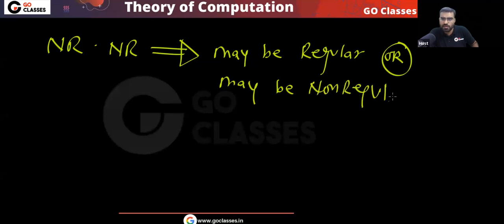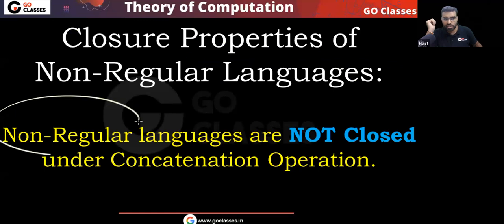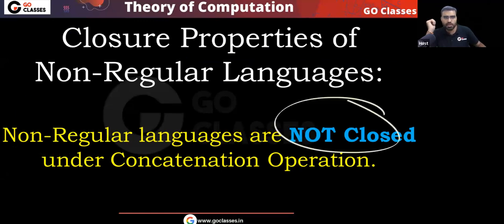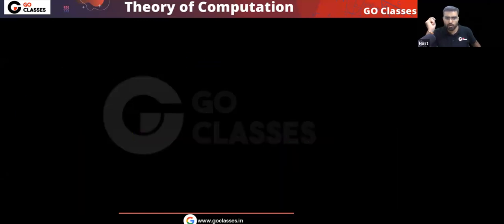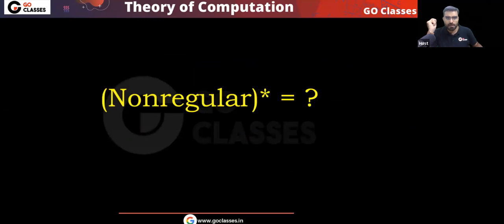Understood? Please tell me, are all these points clear? Let me know. So quite easy. You can see non-regular languages are not closed under the concatenation operation. Let's move on now. What about this one?